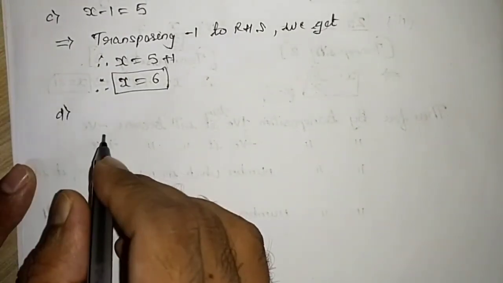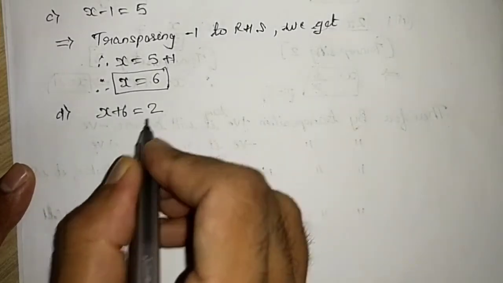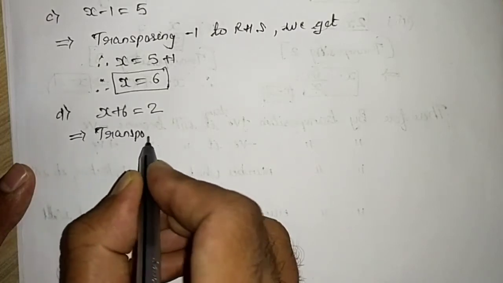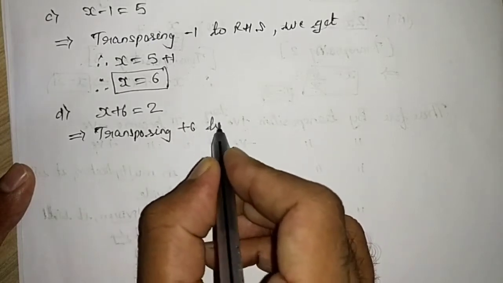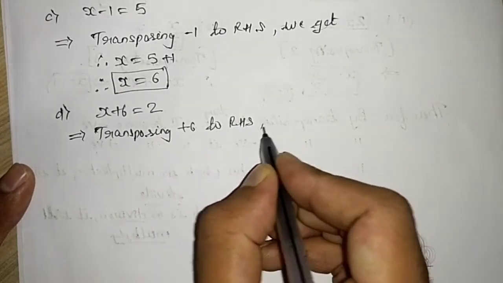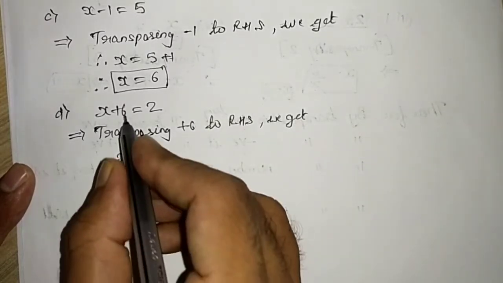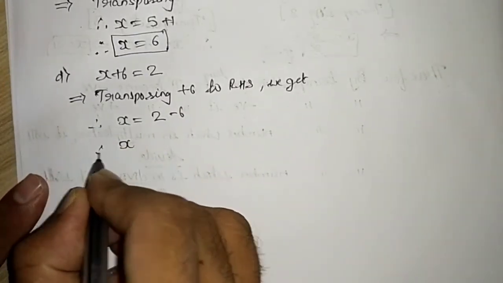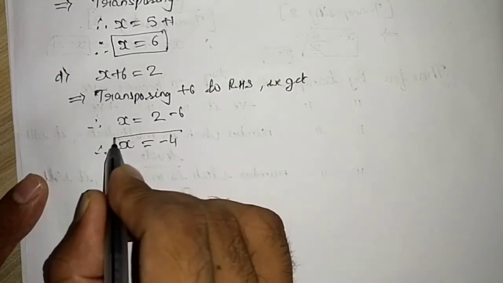Coming to part D, x plus 6 is equal to 2. Transposing plus 6 to RHS, we get x is equal to 2 plus 6 will become minus 6. So we will get x is equal to 2 minus 6 will give me 4, minus 4.